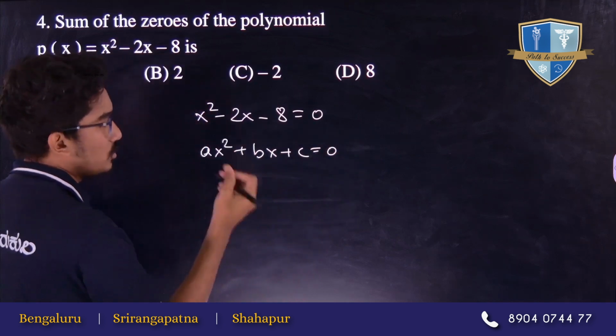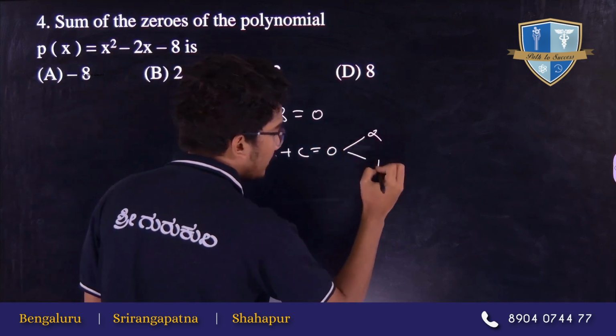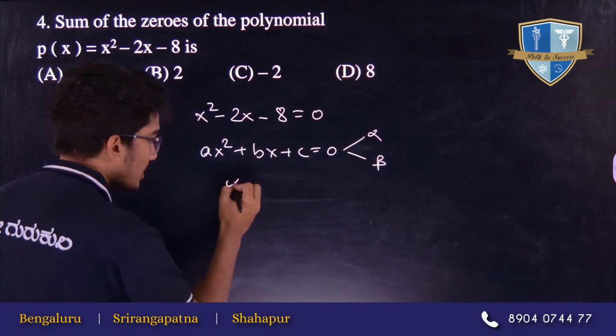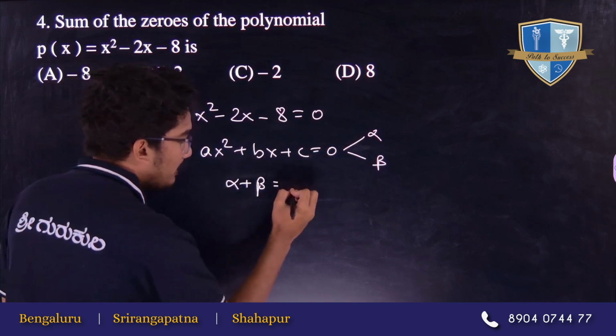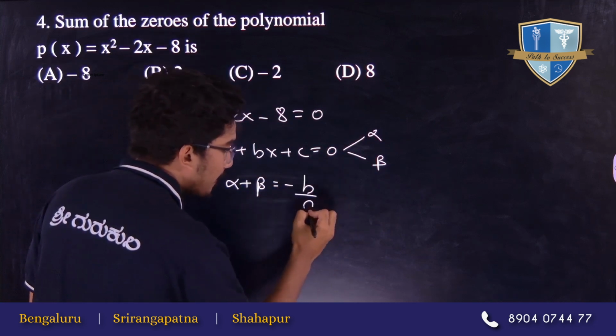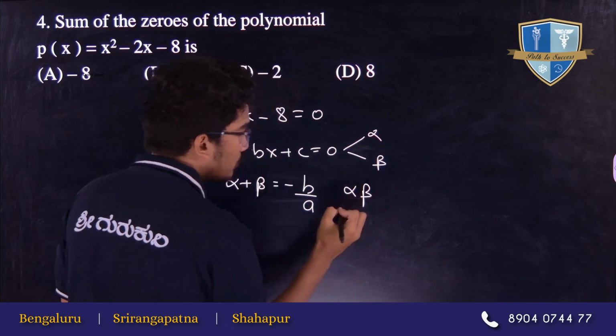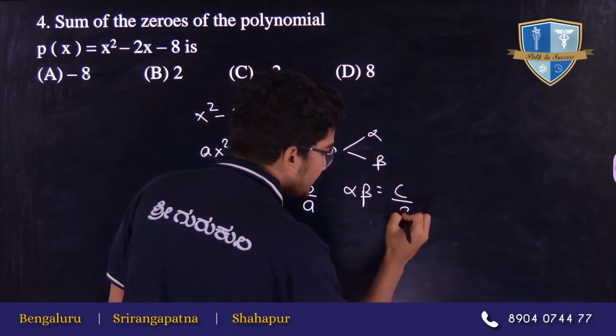For any general quadratic equation, ax² + bx + c = 0, we have two roots or two zeros, alpha and beta. The sum of zeros, alpha plus beta, as we know, can be written as -b/a, and the product of roots, alpha beta, can be written as c/a. Correct?